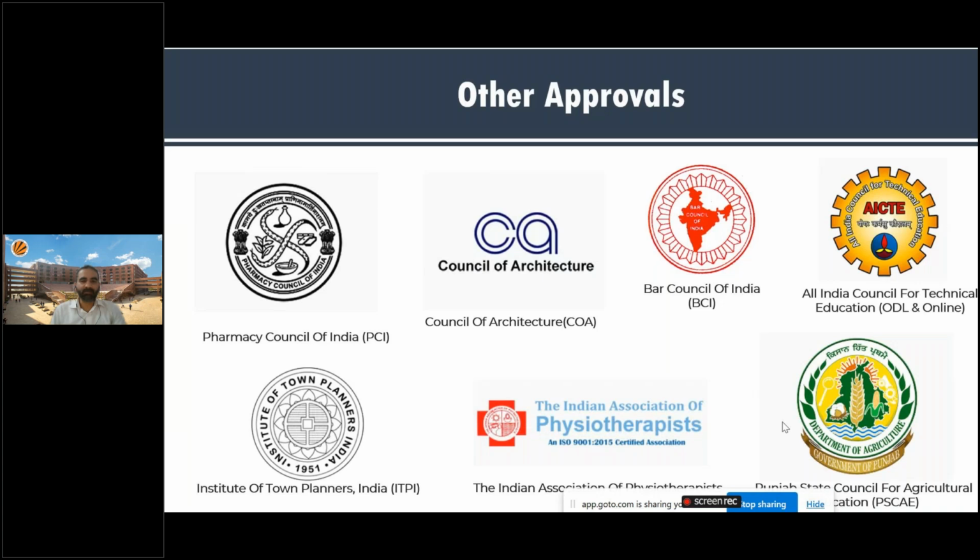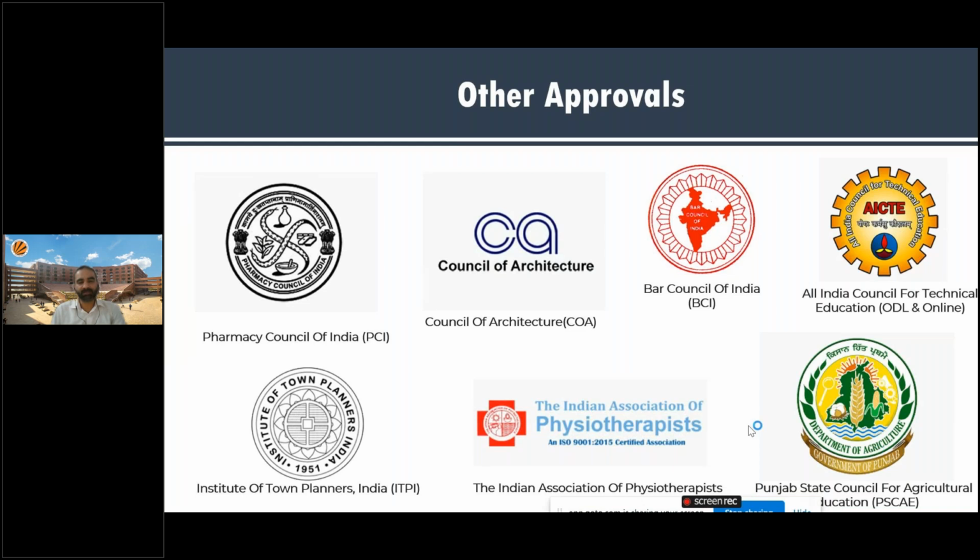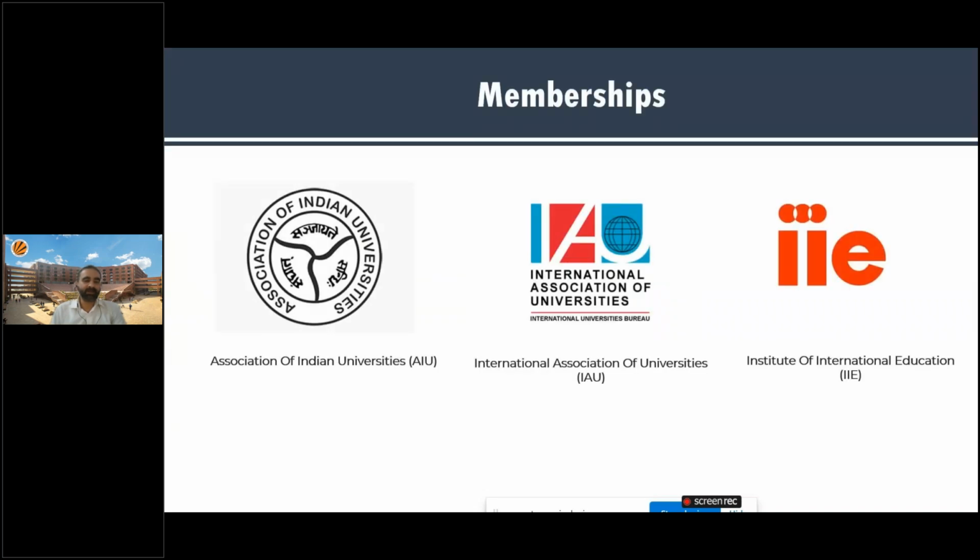Along with the accreditations, we have approvals also, like PCI approval for the pharmacy programs, Council of Architecture for the architecture program, and BCI approval for the law programs. Likewise, we have AICTE approval for distance learning and online programs, the Institute of Town Planners for planning programs, the Indian Association of Physiotherapists for the physiotherapy programs, and the Punjab State Council for Agriculture Education. And furthermore, the memberships we have, like Association of Indian Universities, International Association of Universities, Institute of International Education.